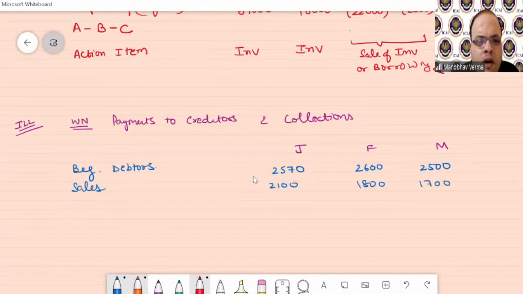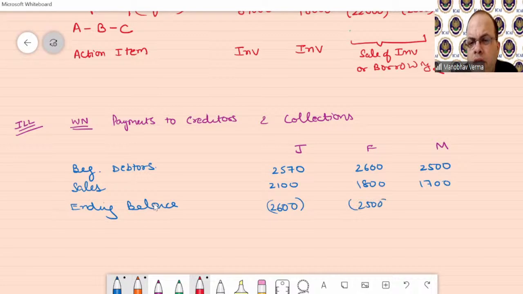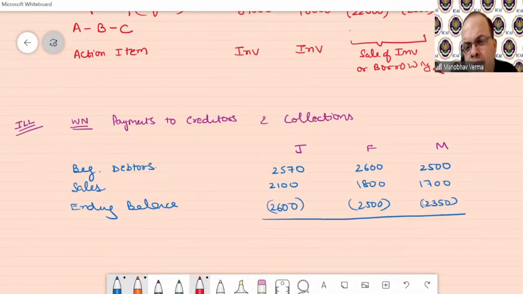And then we have an ending balance. So ending balance would be given to us as is 2600, 2500, and we are looking at a 2350. So that means the collections part is pretty straightforward.